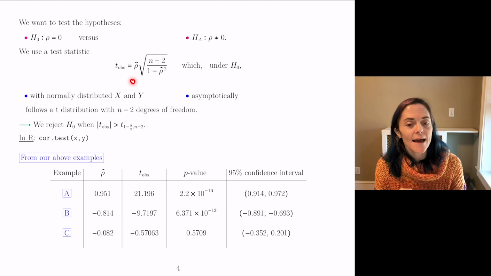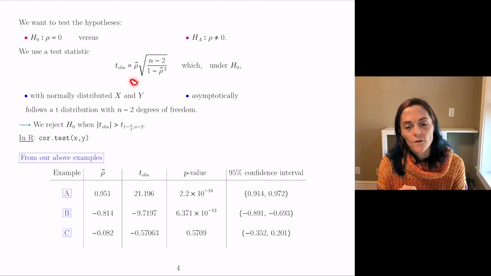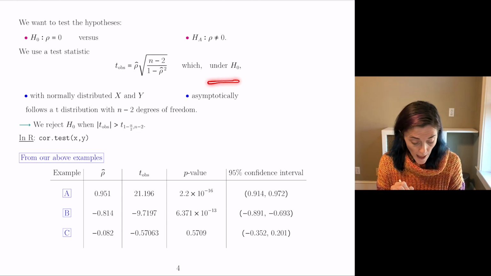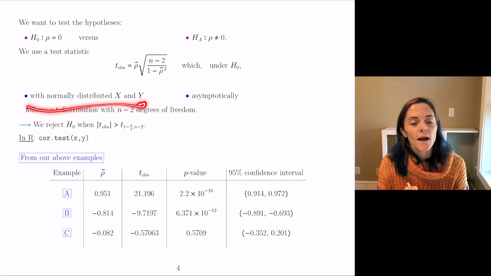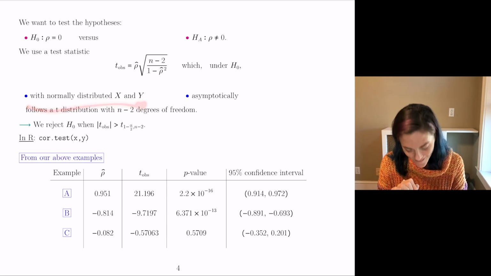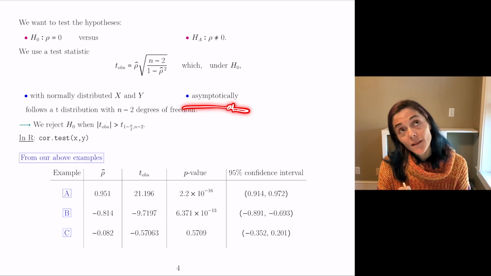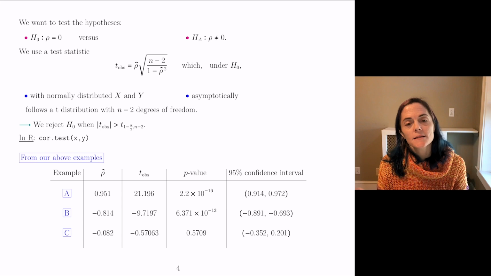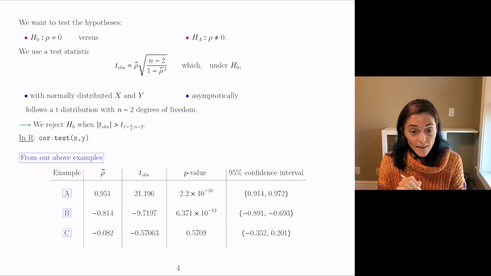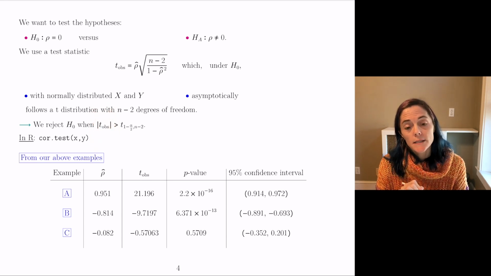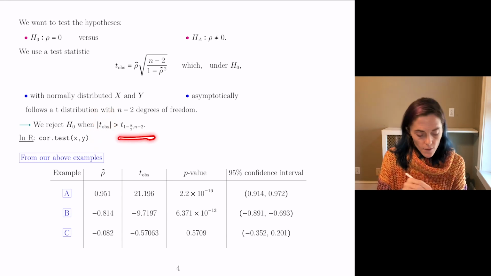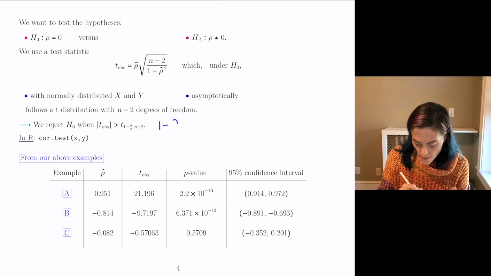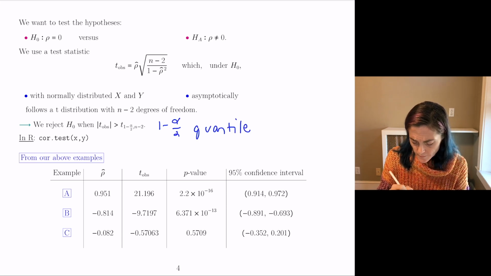This rho hat is our sample linear correlation coefficient. Now, under the null hypothesis, with X and Y normally distributed, or asymptotically, so large sample size, this follows a t-distribution with n-2 degrees of freedom. We reject the null hypothesis when the absolute value of the observed statistic is bigger than the 1 minus alpha over 2 quantile of this t distribution.